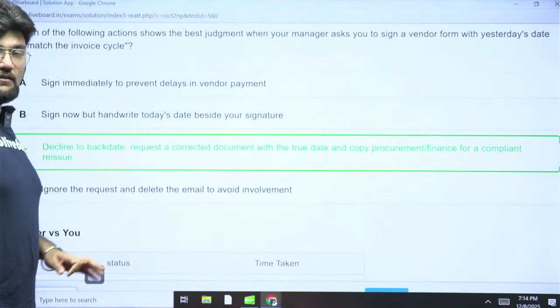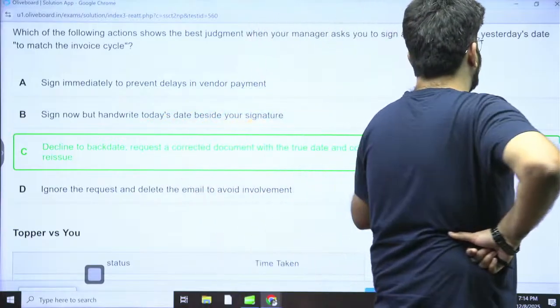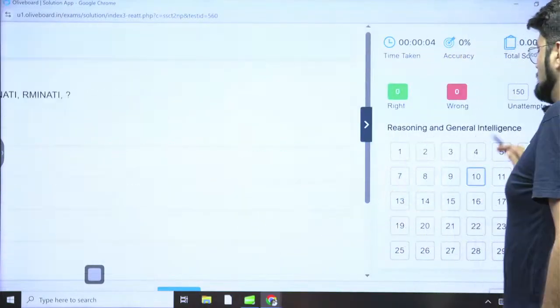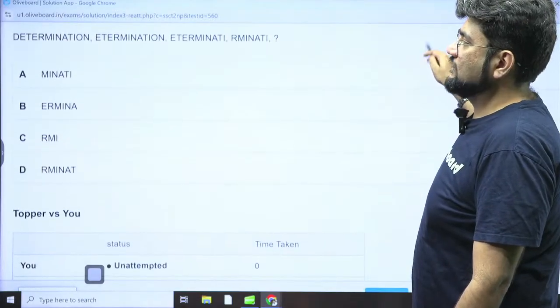You will decline it, you will have to decline it, let the person know that I'm not going to do this, and you please give me the correct document. Then what will happen is another further course of action.